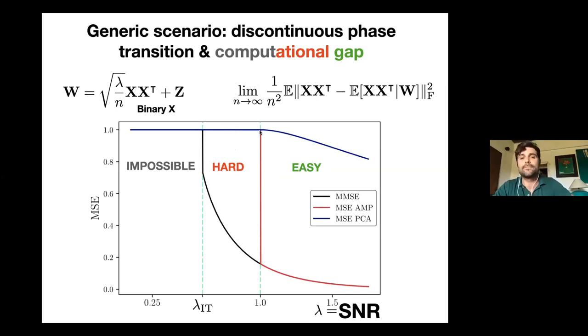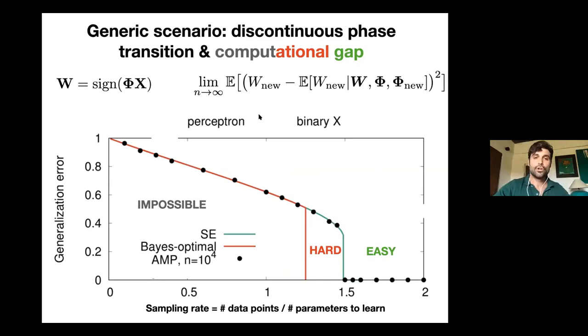And suddenly, this AMP algorithm also has a discontinuous phase transition, and you enter the easy regime, in the sense that this algorithm is able in a finite amount of time to match the optimal performance. Another example is the perceptron problem. Now instead, I will use the learning interpretation and plot what actually matters in machine learning, which is the generalization error. So what is it?